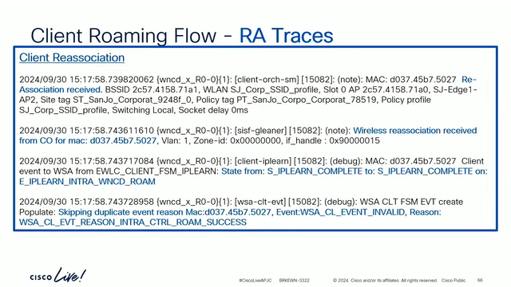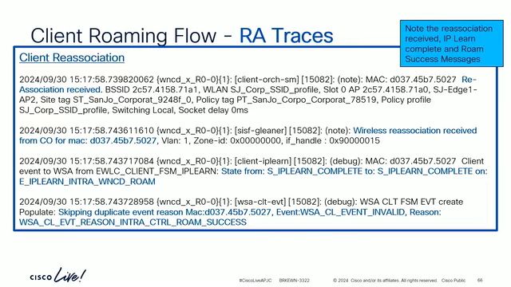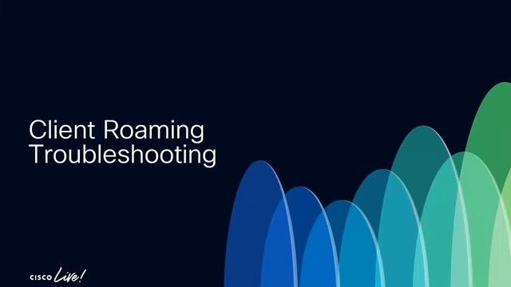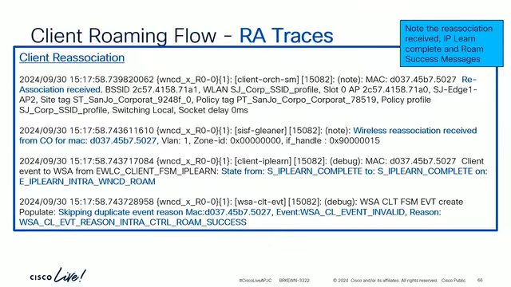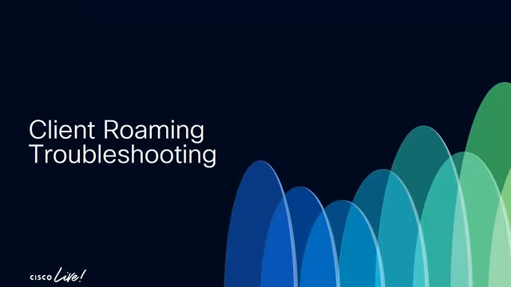Now, the same thing we can see in the radioactive traces as well, right? Where we can see out here, the reassociation has been received, and there is IP learn happening, and success roam is happening. In this message, you can see. So these are the details.